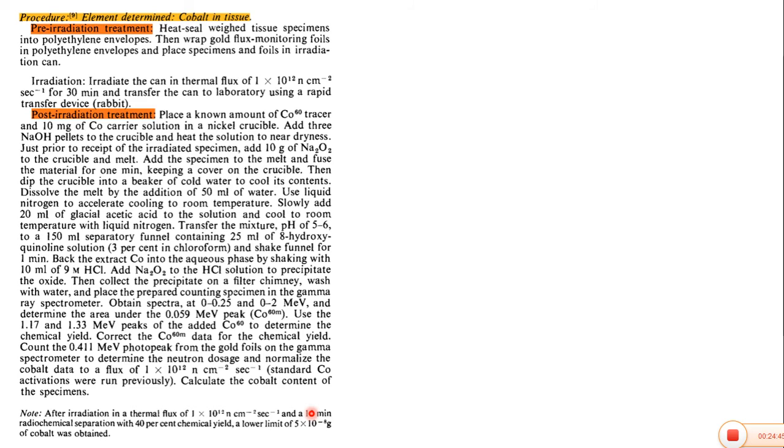Post-irradiation treatment. In this post-irradiation treatment, place a known amount of cobalt tracer and 10 milligram of cobalt carrier solution in a nickel crucible. Add 3 sodium hydroxide pellets to the crucible and heat the solution to near dryness. Just prior to receipt of the irradiated specimen, add 10 gram of sodium peroxide to the crucible and melt. It should be in your mind that all these things should already be prepared.